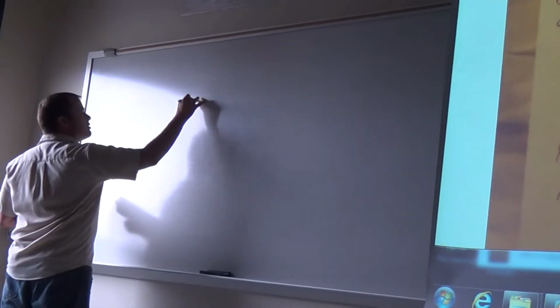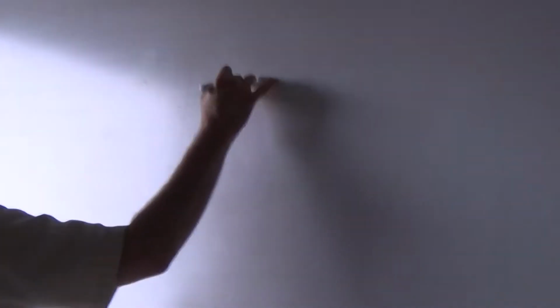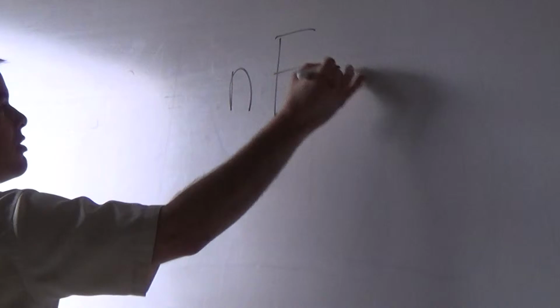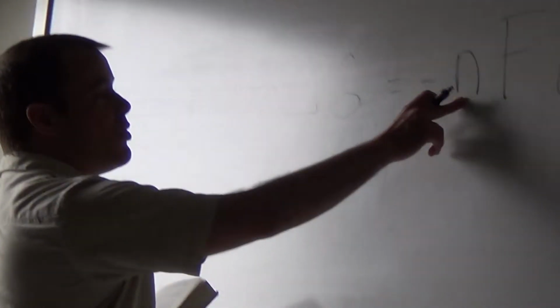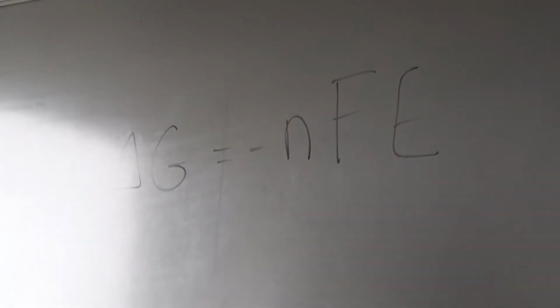Delta G is equal to negative N times F times E, where this is your change in Gibbs free energy. N is the number of moles of electrons that travel through a potential difference. F is Faraday's constant, which accounts for how much charge is on a mole of electrons. And E is the potential difference.